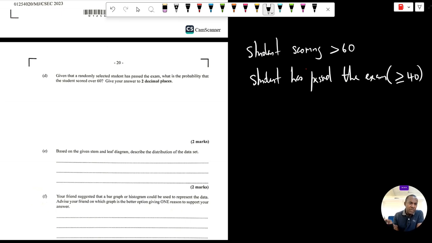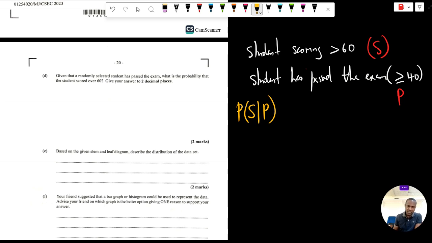that the student has passed, right? Which of course makes sense. So the probability that the student scored over 60, given that the student has passed. So let me define this event by the letter S for scoring over 60, and let's define this event as P for passing. And so having defined those events, what we want to evaluate is the probability of S given P. That is how we express that conditional probability.